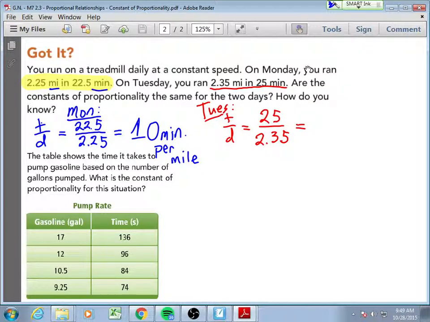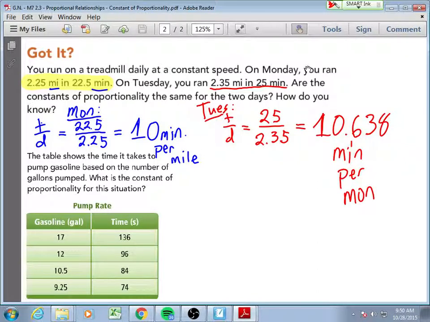Brendan, do you know my Tuesday? So you're going to do 25 divided by 2.35. What do you get? 10.638. So are they the same? No. And since this is minutes per mile, which day was faster? Monday. Tuesday took you longer to run nearly the same distance. All right, go ahead and try the homework.